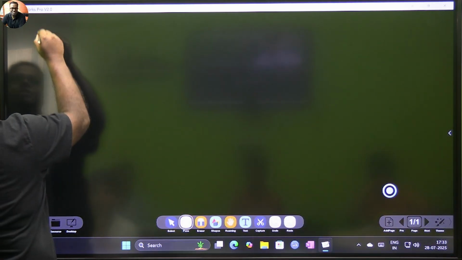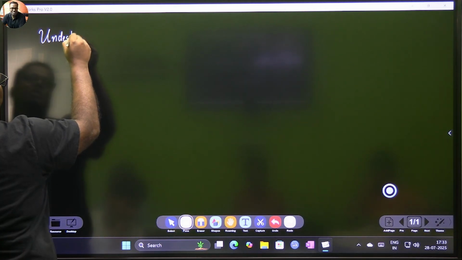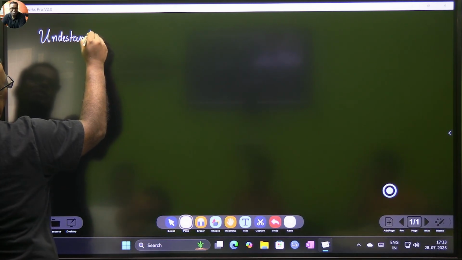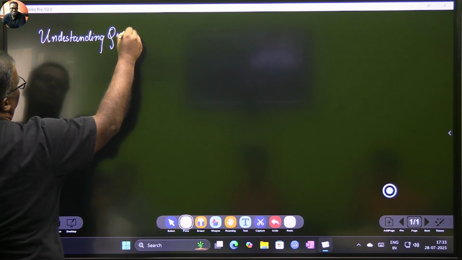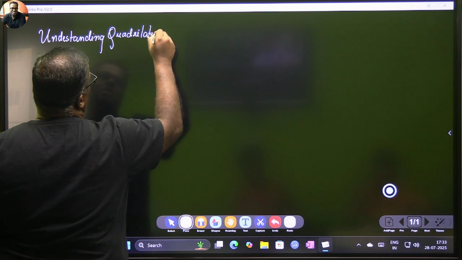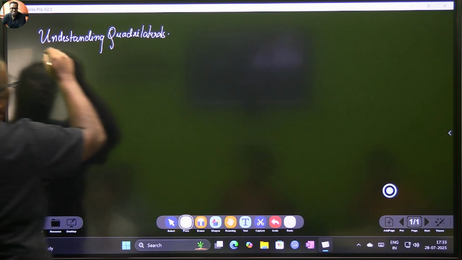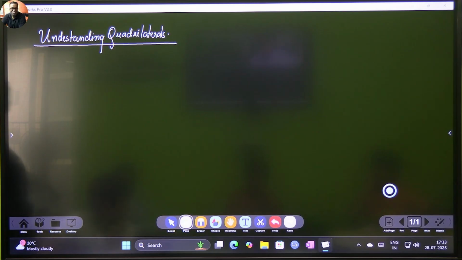So the chapter they have named as Understanding Quadrilaterals. Yeah, we'll do this chapter now. Understanding Quadrilaterals, yeah, very good. So understanding quadrilaterals is the name as per NCERT.